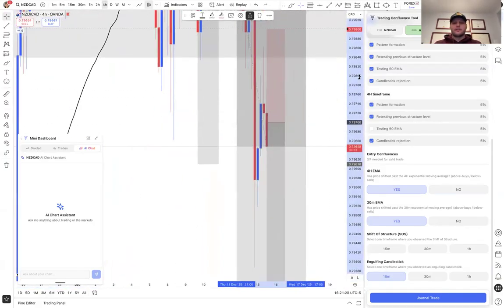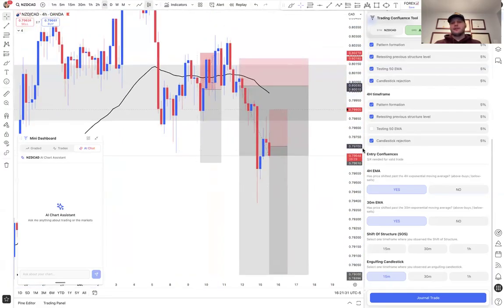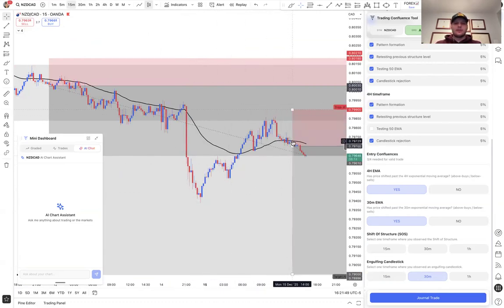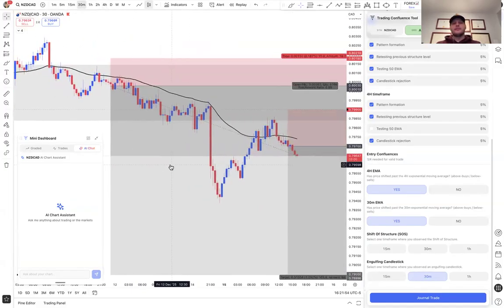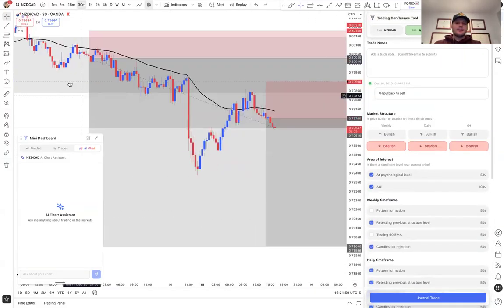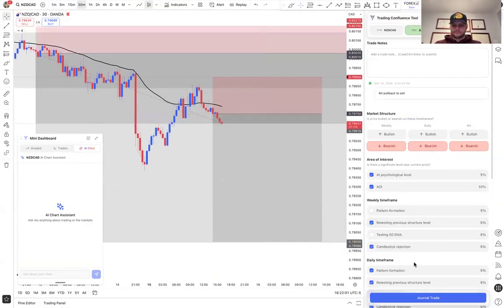4-hour time frame, very, very clear rejection on the 4-hour time frame. So very, very nice overall. We basically have the same confluences on entries. We don't have a 15-minute shift of structure because the 15-minute is already bearish, but we do have a pullback, a double top, retest of the double top, engulfing pullback underneath the EMA, and an engulfing candlestick on both the 15-minute and the 30-minute time frames. So this right here is a very, very good trade. Let's go ahead and journal it.